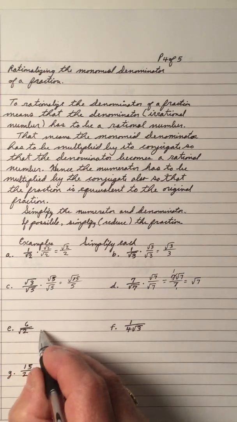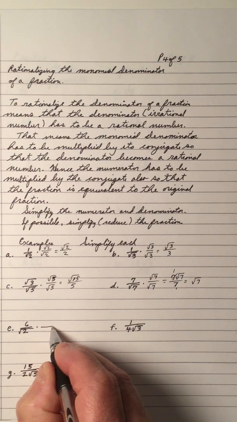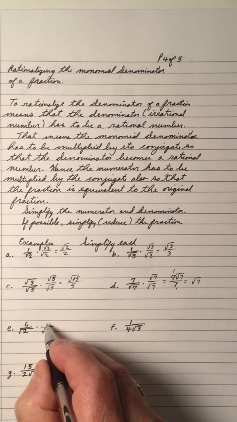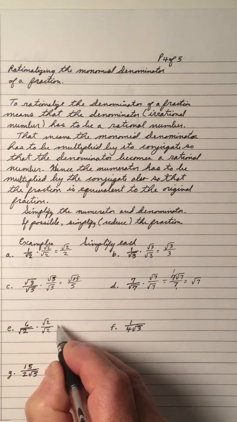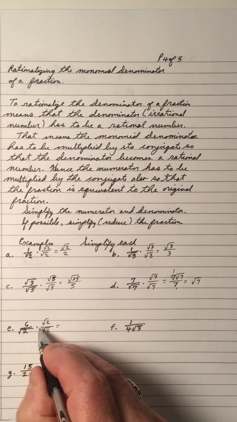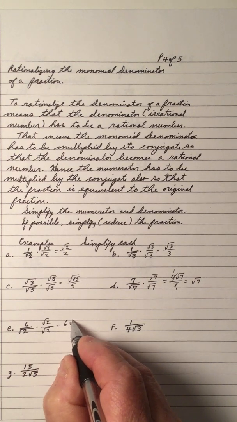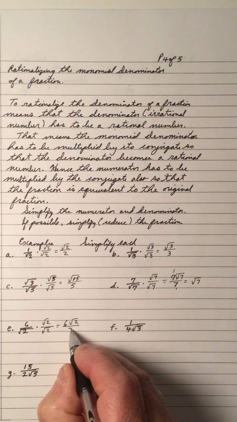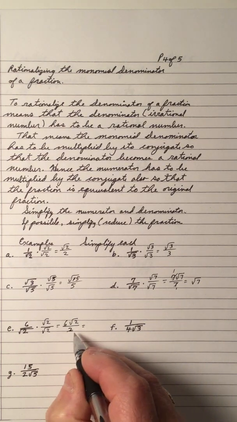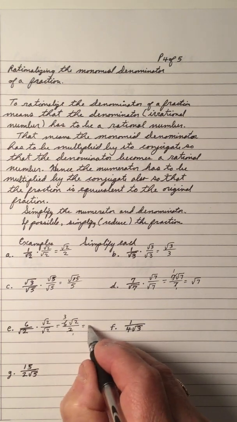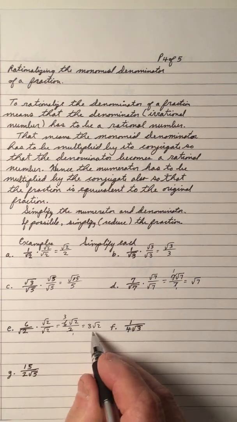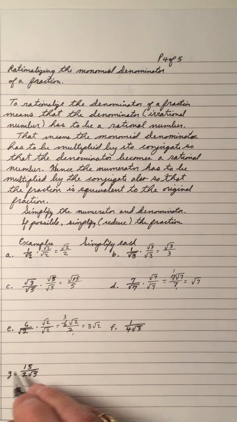And 6 divided by root 2, we want to rationalize the denominator, so we multiply the bottom by root 2, the conjugate of root 2. So we multiply the top by root 2. Multiply. 6 times root 2 is 6 root 2. Root 2 times root 2 is 2. And 2 divided into 6 goes 3, so the answer is 3 root 2. So the denominator, which was irrational, now has a rational number when you simplify.